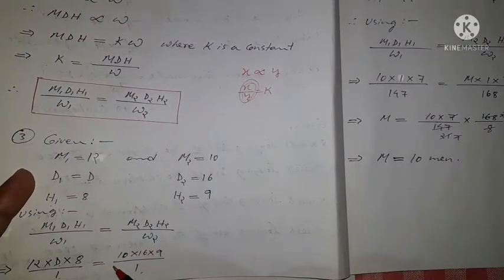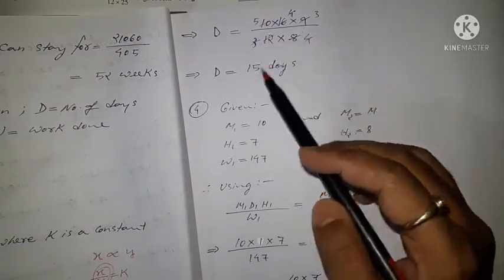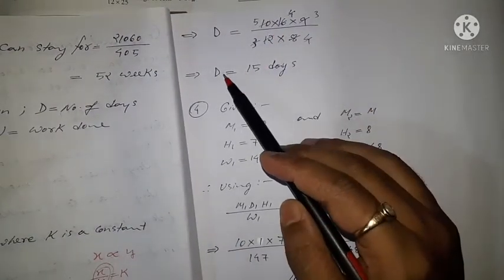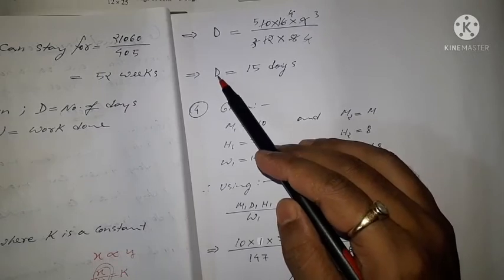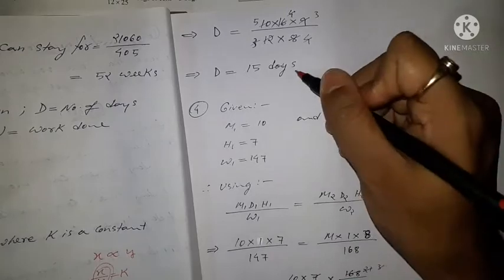So this 12 into 8 comes down. So it becomes 12 into 8. So after cancelling, we'll get 15. So D is the number of days. So therefore the number of days is equal to 15. So 15 days, this is the answer.